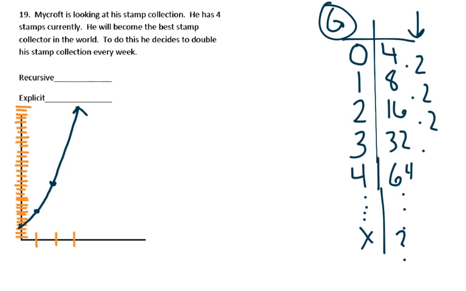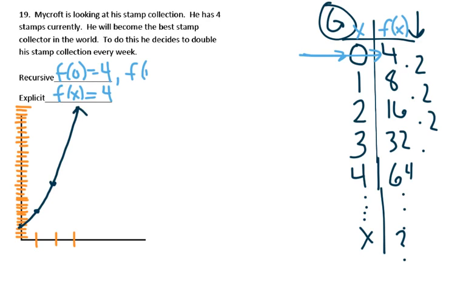Now our recursive. So where do we start? Well, we start at f of 0. What does it equal? Well, it equals 4. Think of our explicit. Okay, we'll call this x and f of x. So f of x equals, where did we start? We started at 4.